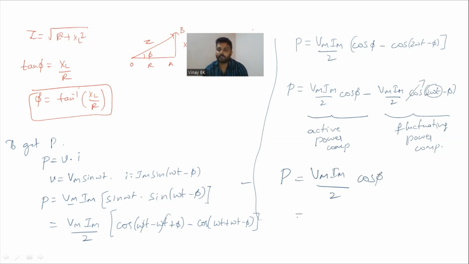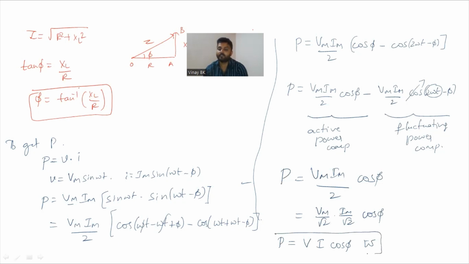You can rewrite 2 as root 2 into root 2, so you can write Vm divided by root 2 into Im divided by root 2, because root 2 into root 2 is nothing but 2 itself, cos phi. Vm by root 2 is nothing but the RMS value of voltage, represented by capital V. So Vm by root 2, the RMS value of voltage, into the RMS value of current, into the power factor cos phi, in terms of watts. So this is the power consumed in an RL series circuit.